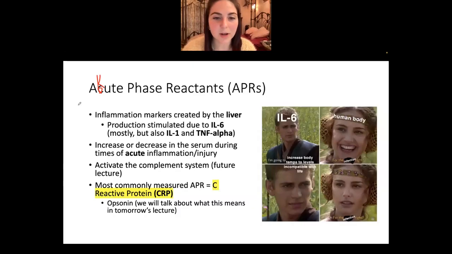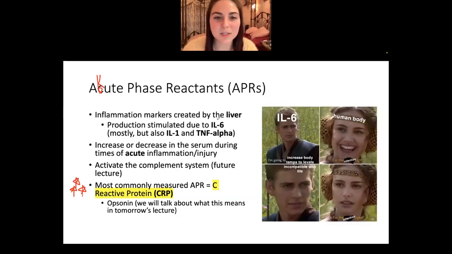I don't know if you guys have done this yet, but you will do this a lot in Hem/Onc: order a C-reactive protein, or a CRP. That's an acute phase reactant. The reason you order CRP is because you want to see if there's inflammation happening.